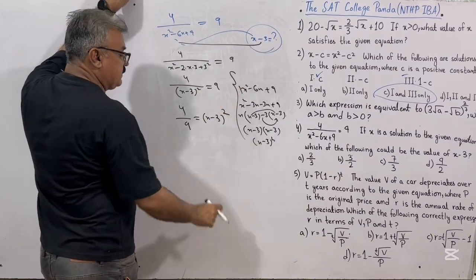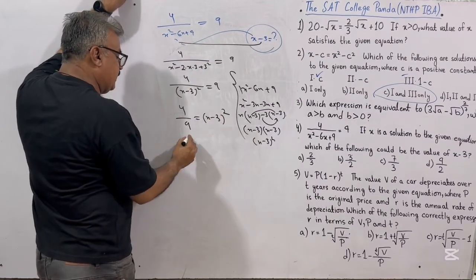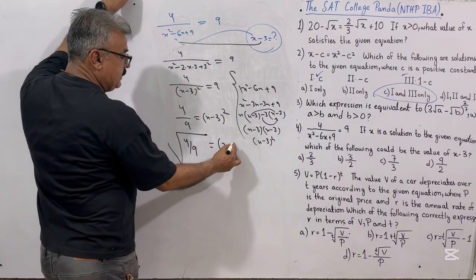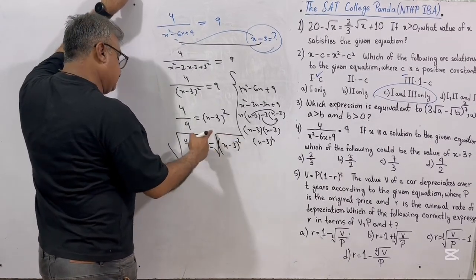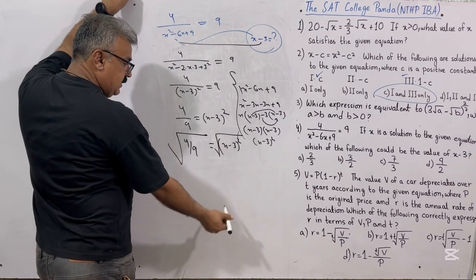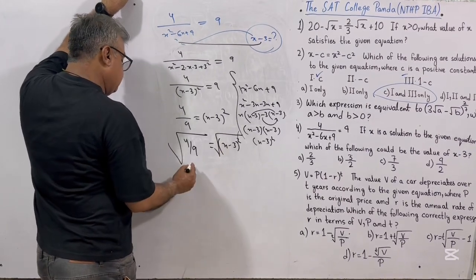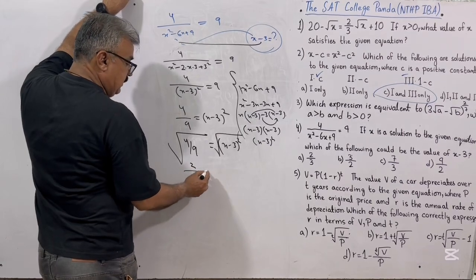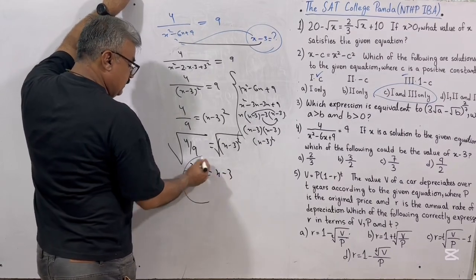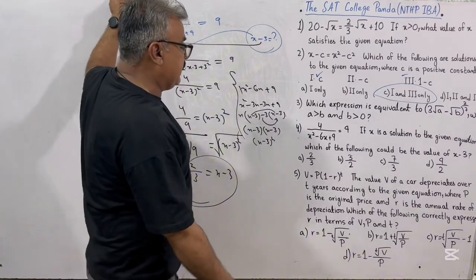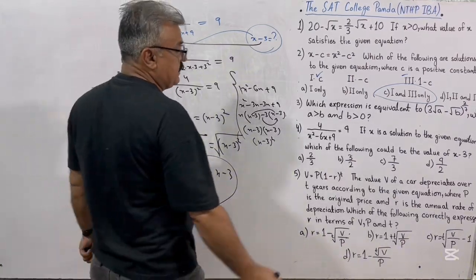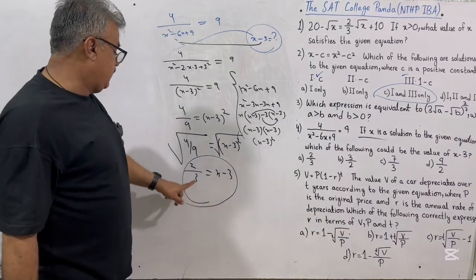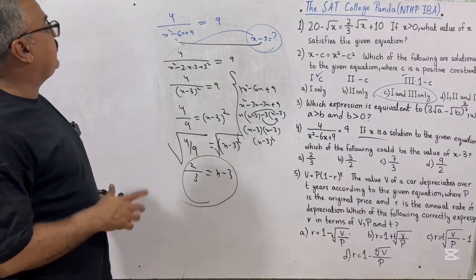We are interested in the value of x minus 3. To get rid of this square, taking the square root both sides, 4 over 9, that is x minus 3 whole square. Square root of 4 over 9; the square and root cancel. Square root of 4 is 2, square root of 9 is 3. So the value of x minus 3 in that case is 2 over 3, because it is given to us that x is a solution to this equation. X minus 3 is equal to 2 over 3. X minus 3 is the key in that case.